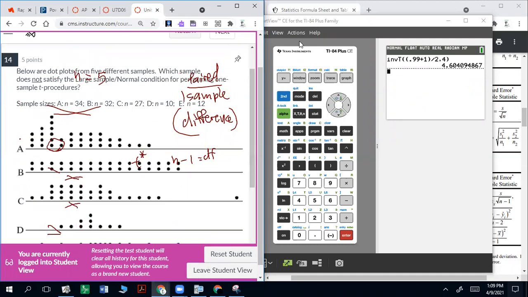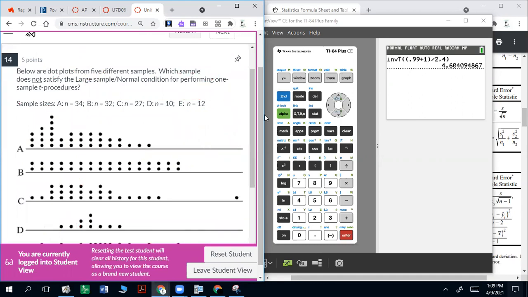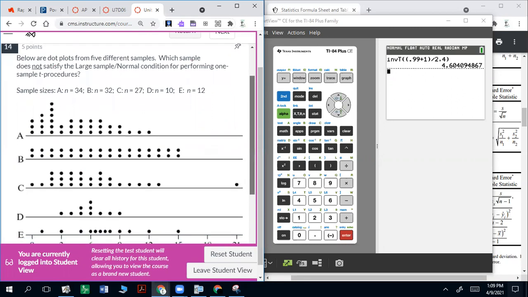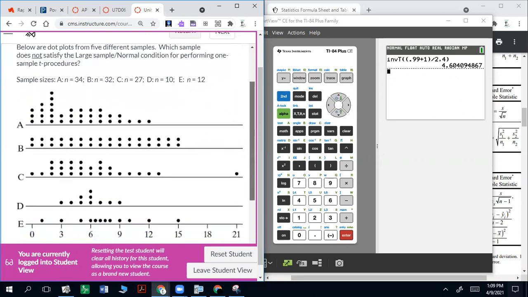All right, next question. Below are dot plots from 5 different samples. Which sample does not satisfy the large sample normal conditions for performing one sample T procedures?